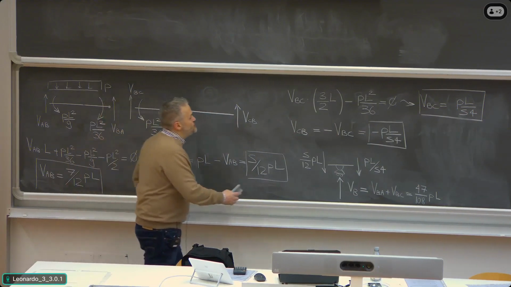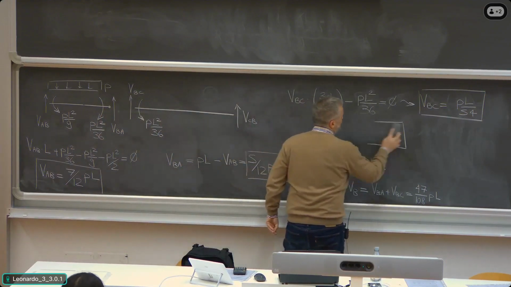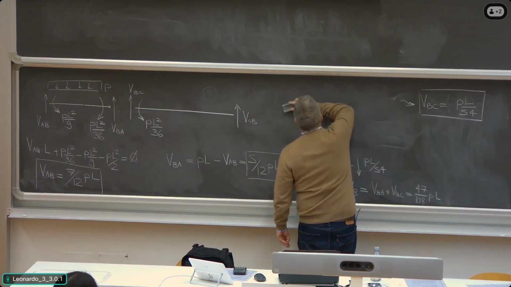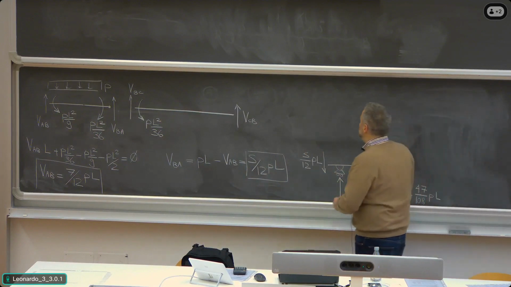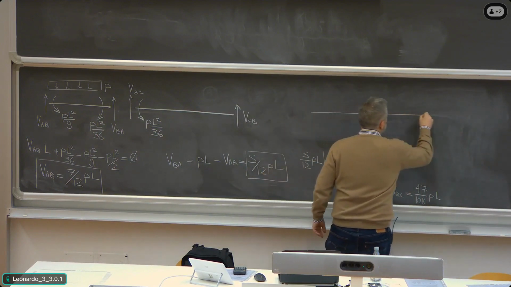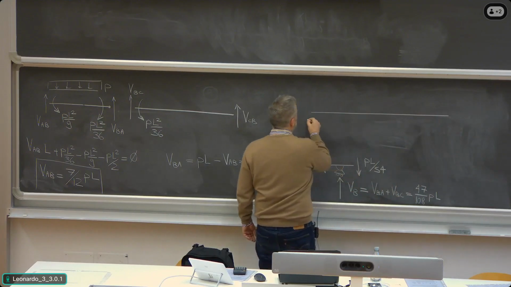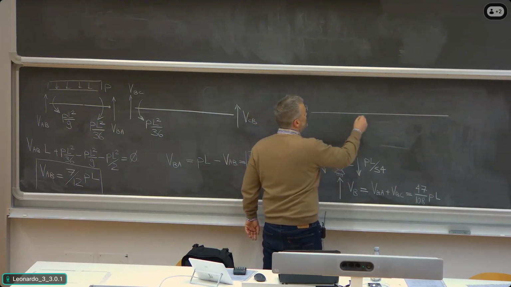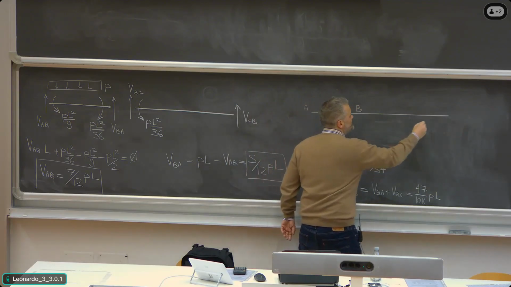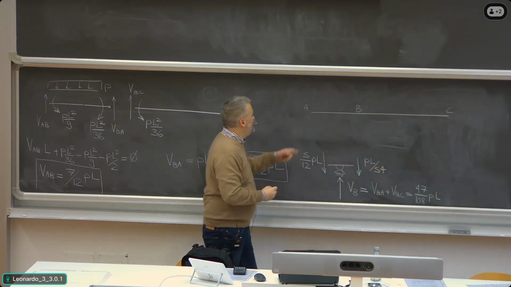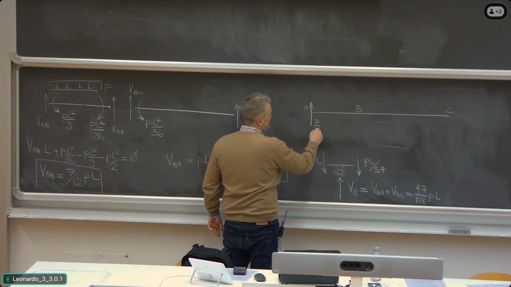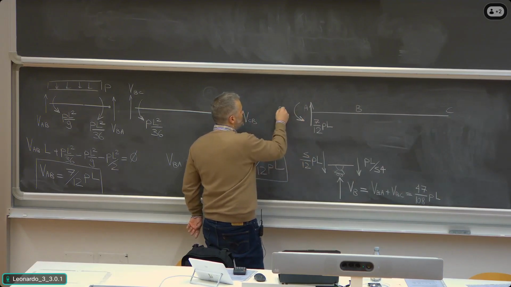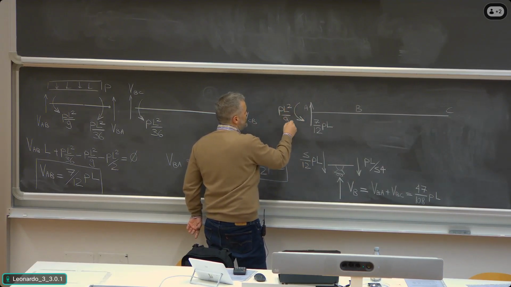So if I was to summarize the reaction forces in one simple scheme, in order to make it clear that I understood how things are, I would sketch them like this. This is A, this is B, and this is C. Here you have a reaction force which is like this. This is 7 divided by 12 PL plus a bending moment which is like this, which is PL squared divided by 9.